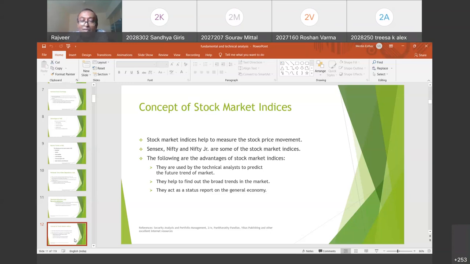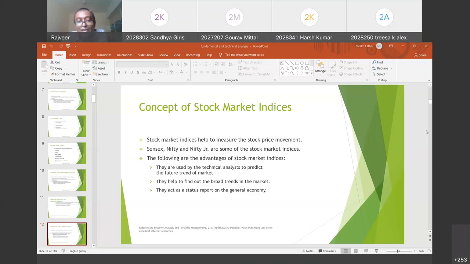And I also told you about all these indices. As you have probably widely heard in the news, Sensex and Nifty are the major indices. What is the difference between Sensex and Nifty, students? Sensex comprises 30 top companies, and Nifty is 50.